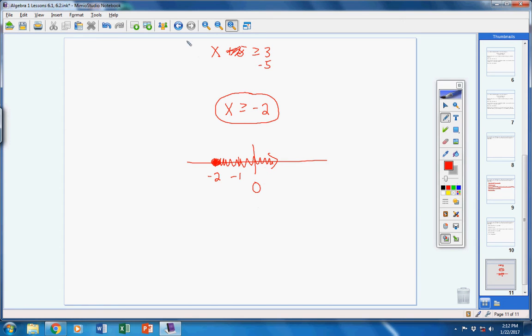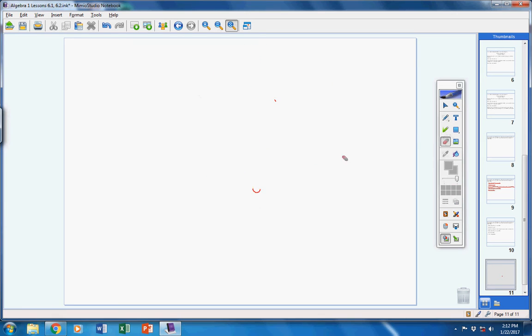Okay? Alright, let's try another one. Copy this in your notes if you would, please. Let's try this problem here. We have negative 2 is greater than n minus 4.